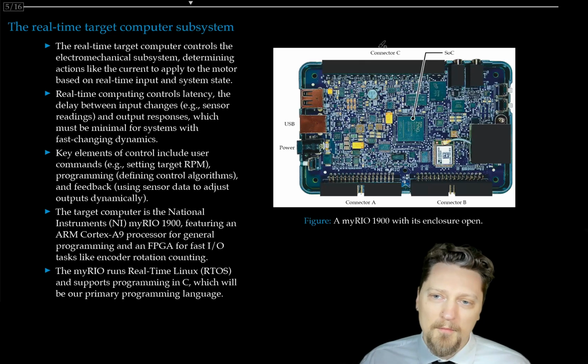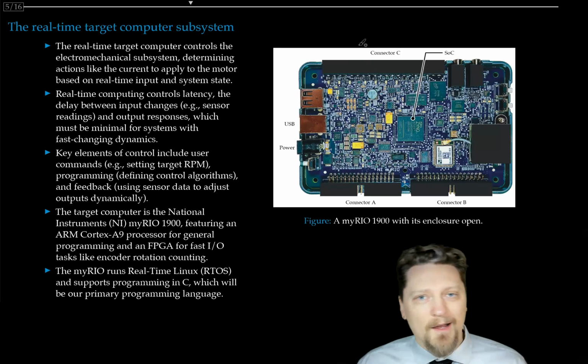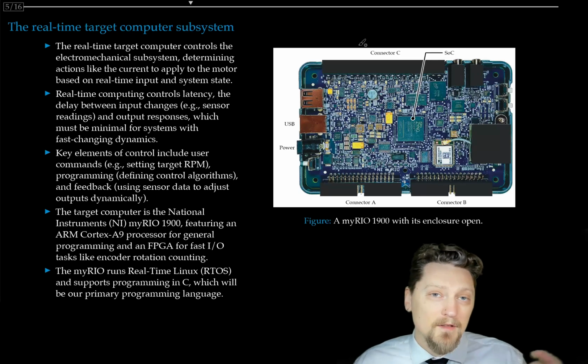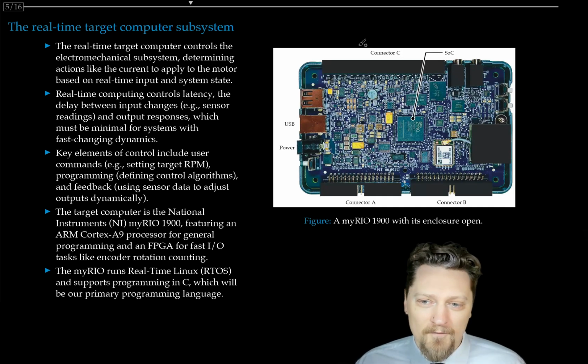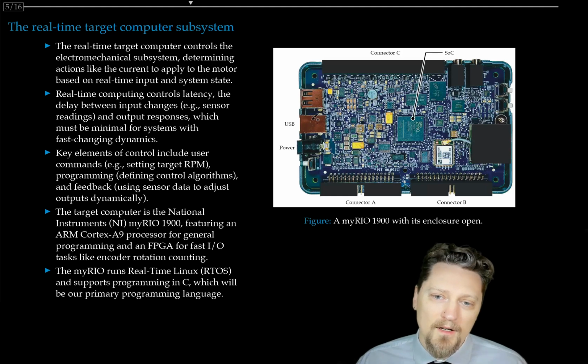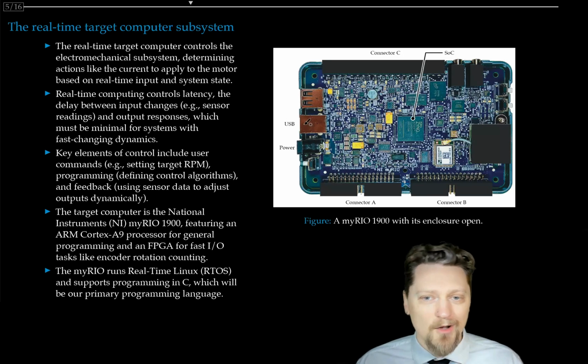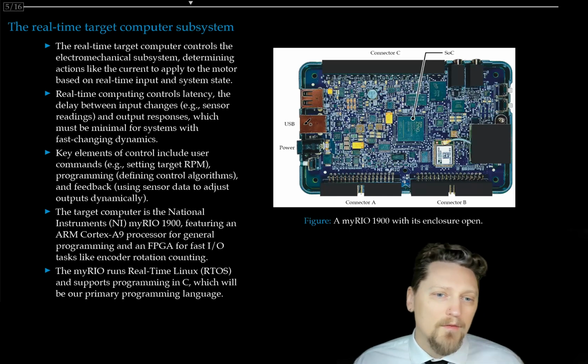We have some connectors, so connectors A, B, and C, and these will allow us to connect to the peripheral components, including connections to the amplifier, connections to the user interface devices, etc. Power comes in here. There's a USB connection here, and that's how we're going to program the board, through a USB interface.